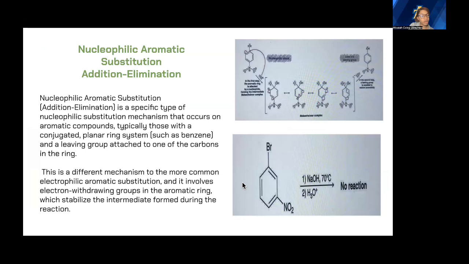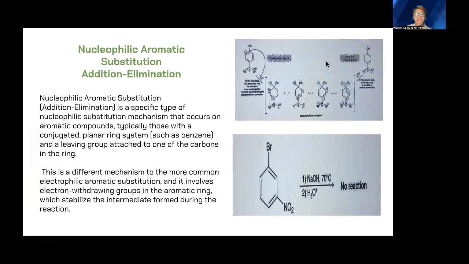Next, we have nucleophilic aromatic substitution and the addition-elimination reaction. Nucleophilic aromatic substitution is a specific type of nucleophilic substitution that occurs on aromatic compounds, typically those with a conjugated planar ring system, such as benzene, and a leaving group attached to one of the carbons in the ring. This is a different mechanism to the more common electrophilic aromatic substitution, which involves an electron withdrawing group in the aromatic ring, which is stabilized with an intermediate during the reaction.